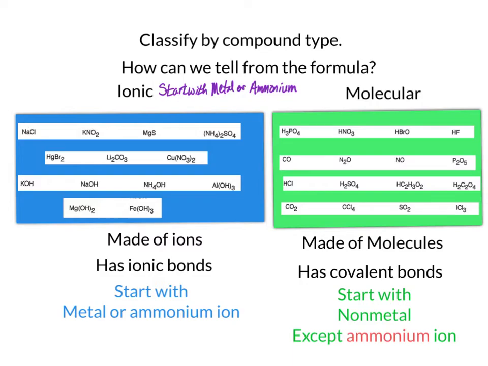So to summarize, we know that ionic compounds are made up of ions, they have ionic bonds, and they start with a metal or ammonium ion. Molecular compounds are made up of molecules, they have covalent bonds that hold them together, they start with a nonmetal, except for the ammonium ion.